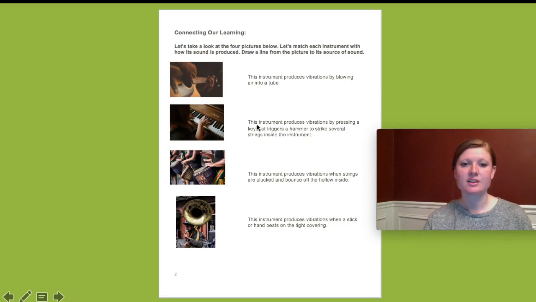The second definition says this instrument produces vibrations by pressing a key that triggers a hammer to strike several strings inside the instrument. The next definition says this instrument produces vibrations when strings are plucked and bounce off the hollow inside. And our final definition, this instrument produces vibrations when a stick or hand beats on the tight covering.